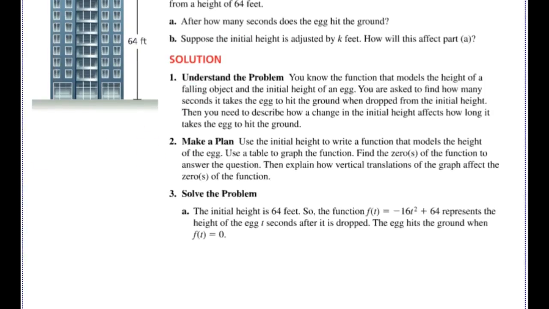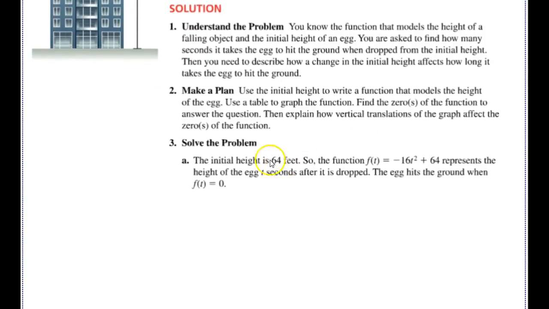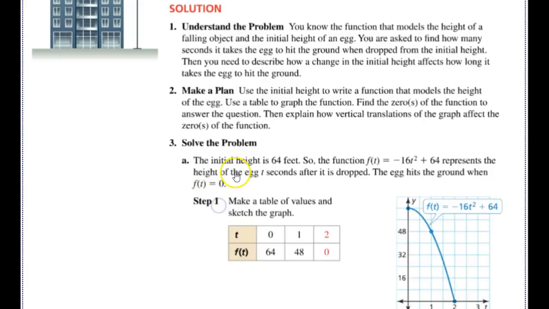So now I have my function, and I'm told the initial height. My initial height is 64 feet. So I'm just rewriting my function with that information. So I have f of t equals negative 16t squared plus 64, which is the height of the egg t seconds after it's dropped. I also know that the egg hits the ground when my f of t equals 0. When my height is 0, I've hit the ground.